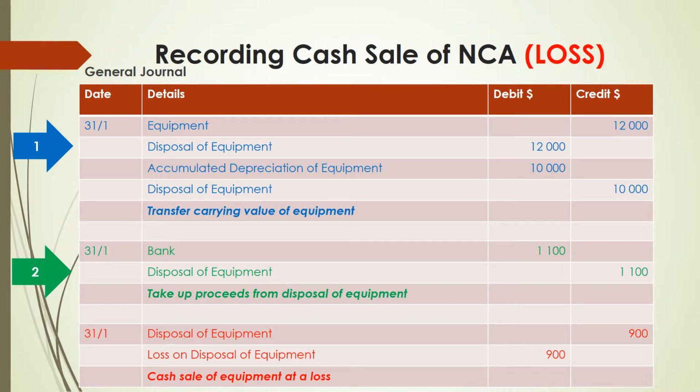Now, once we've worked out that we've got a loss on the sale of the equipment, we are transferring that loss from the clearing account called disposal of equipment to an account called loss on disposal of equipment. And this loss on disposal of equipment account is an expense which is then reported in the income statement.